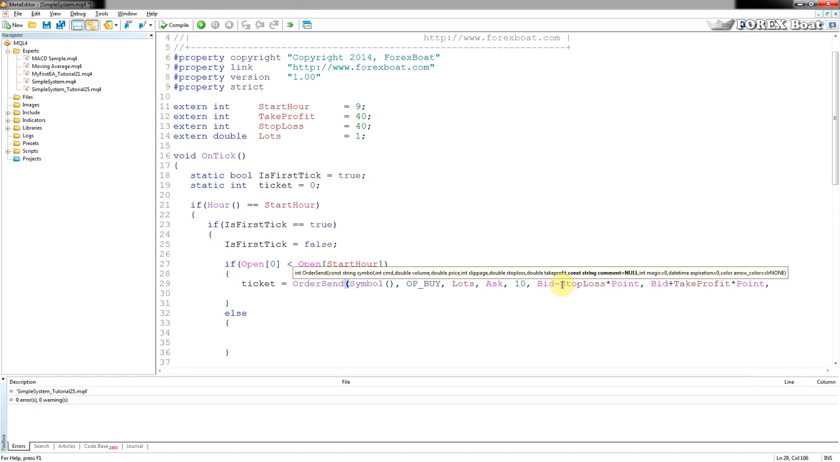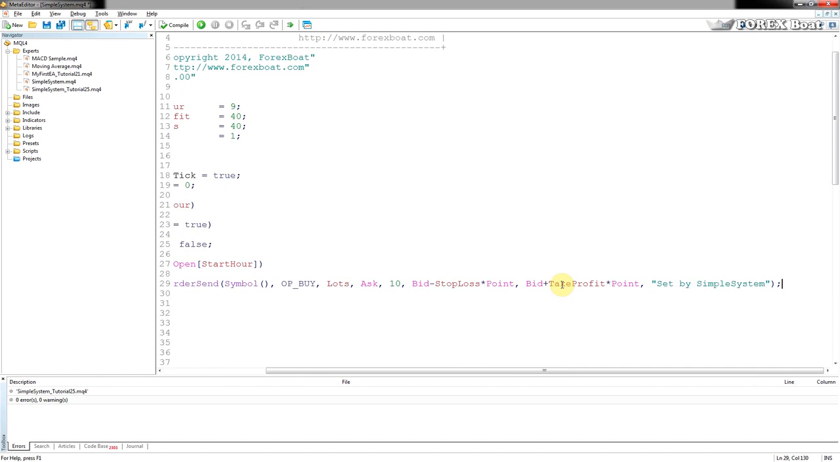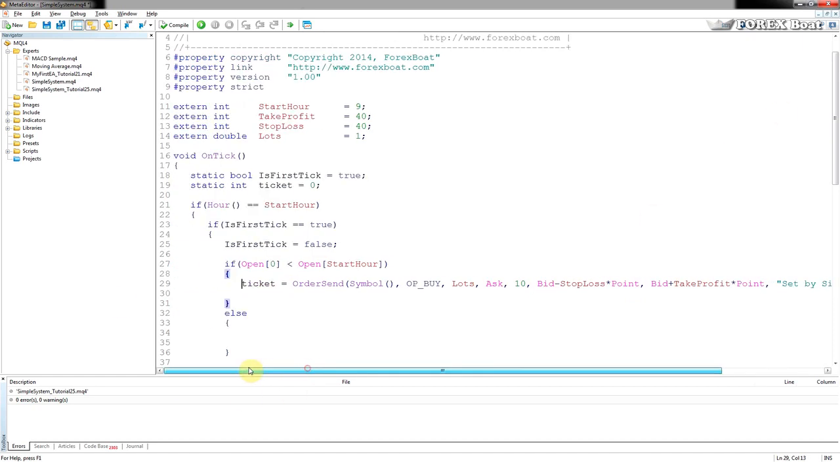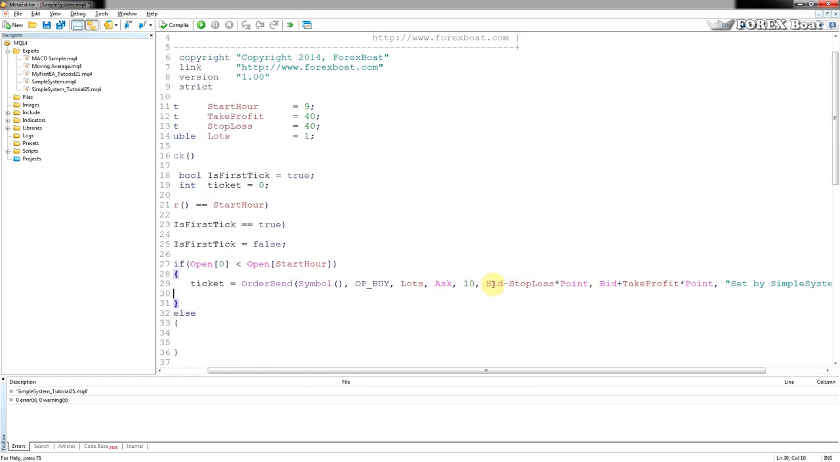Anything else? No. Oh, we can put a comment to this. Set by simple system, so we know that these orders have been set by simple system. Once again, we're ignoring the last 3 parameters of order send because we don't need them at this stage. If you recall, we used to calculate this as a separate variable in our scripts when we were practicing to send orders, but you don't have to do that. You can put the calculation right in here, and then it will be sent. So it will be first calculated, and then it will be sent off as a parameter to order send.